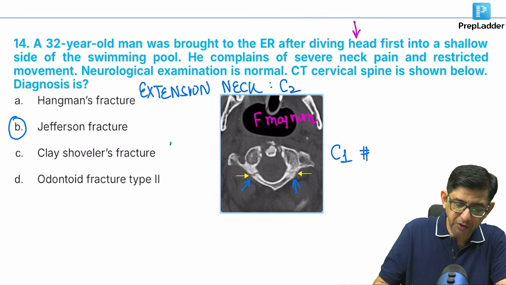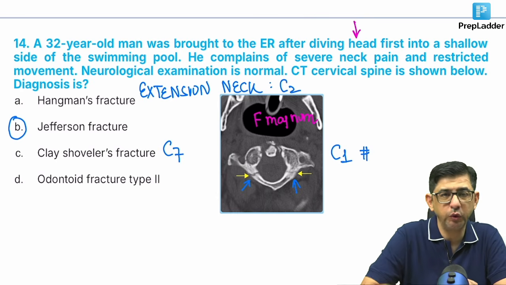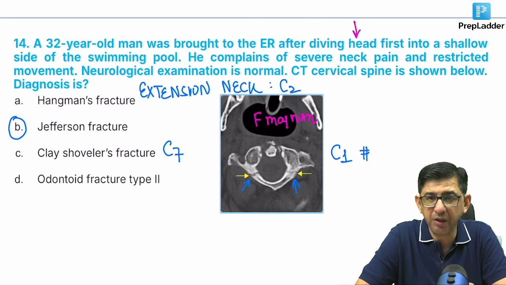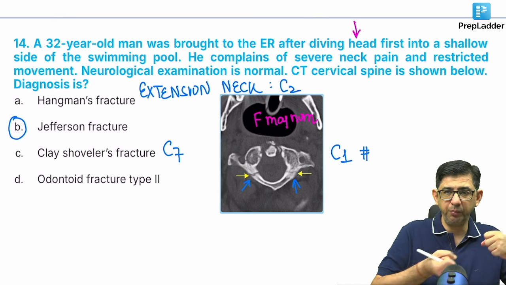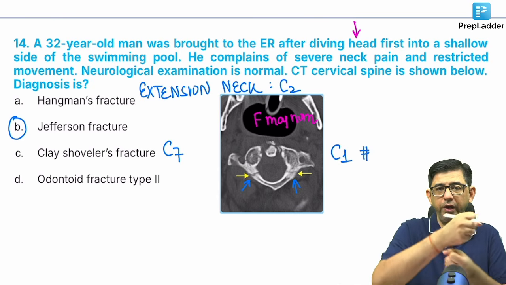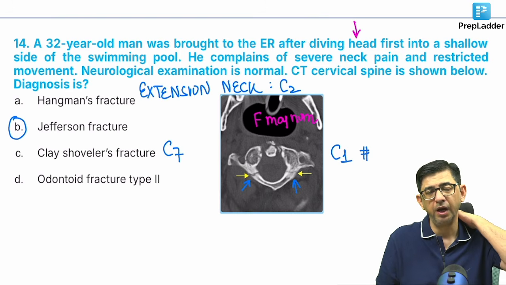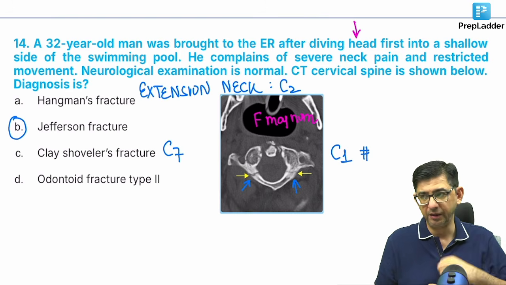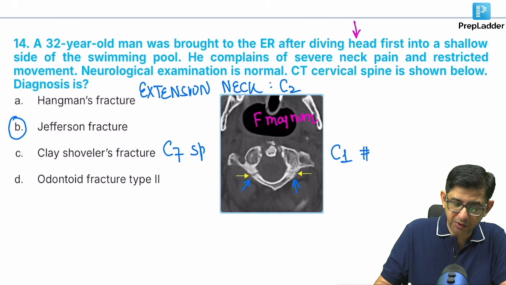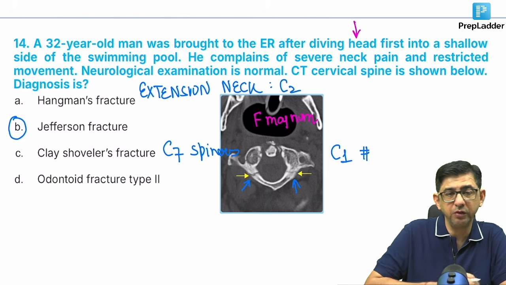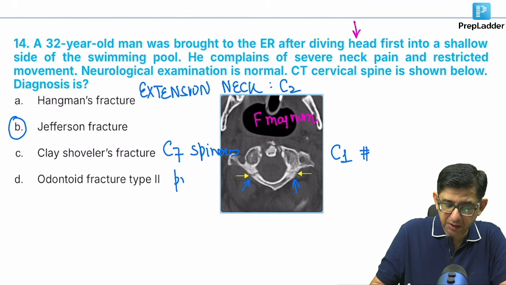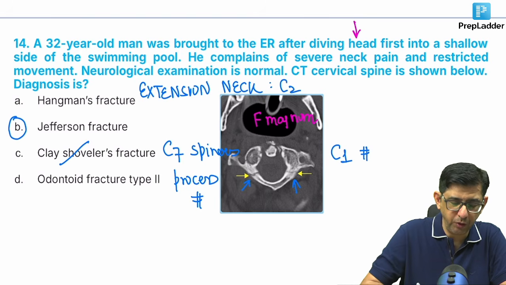Clay shoveler's fracture will be involving C7. I will show you the X-ray of this subsequently. It will be seen in construction workers who are using that big spade to pick up the clay and throw it, and then again pick up the clay and again throw it. So there can be a lot of pressure at the back of the neck. So the muscles can result in damage to the spinous process of C7 vertebra. So the image of that will also be discussed. But C7 spinous process fracture is clay shoveler's fracture. So that is again ruled out.